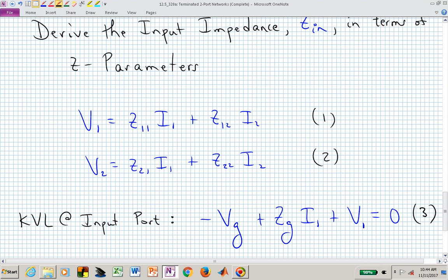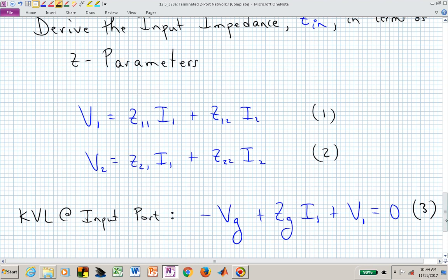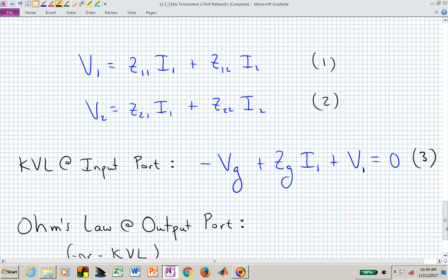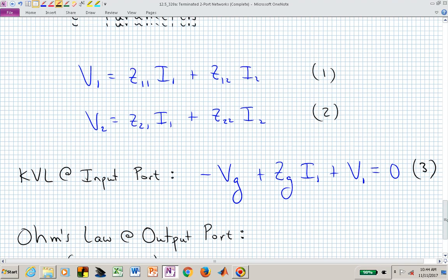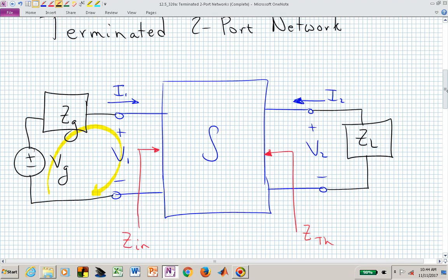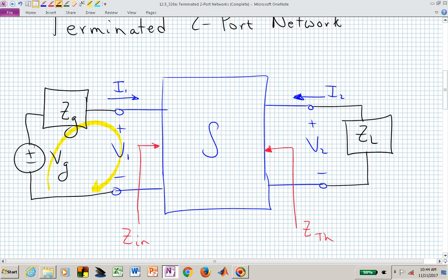I'm going to now try to find the input impedance looking into port number 1. We can also simply invoke Ohm's law, or we could write a KVL equation at the output. But we know that V sub 2, and here with Ohm's law we have to keep clear the way that we've defined I sub 2 relative to V sub 2.